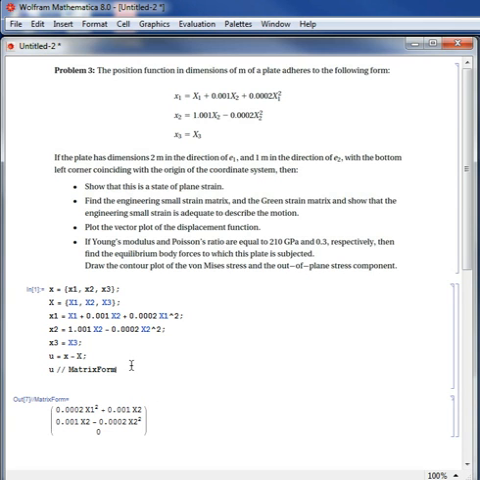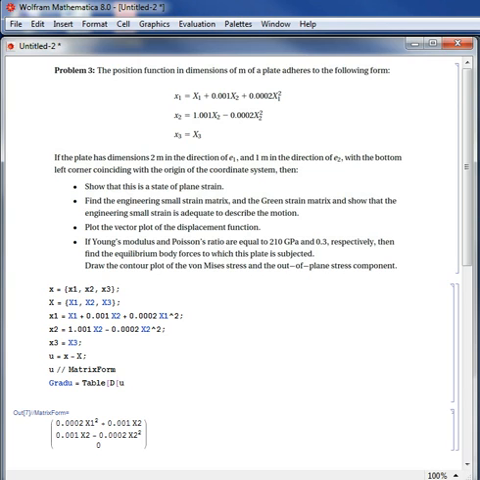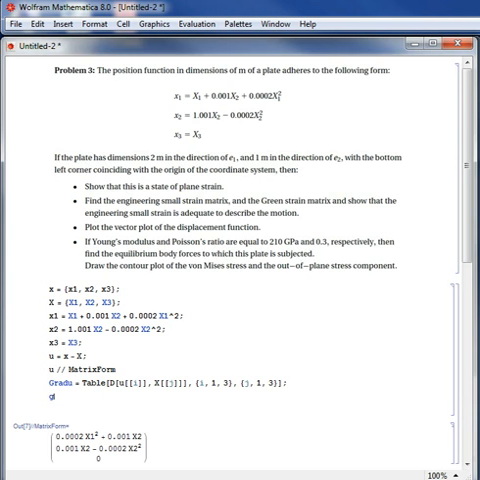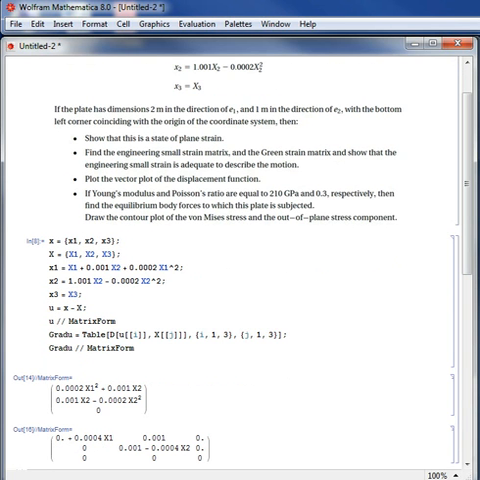To show that this is a state of plane strain, I need to calculate the strain. First, to calculate the strain, I need to calculate the matrix grad U, and the gradient of U is equal to a table made out of the partial derivatives of ui with respect to xj, where i is from 1 to 3 and j is from 1 to 3. And I'm going to show the gradient of U in matrix form. Shift enter. Here is the gradient of U in matrix form.